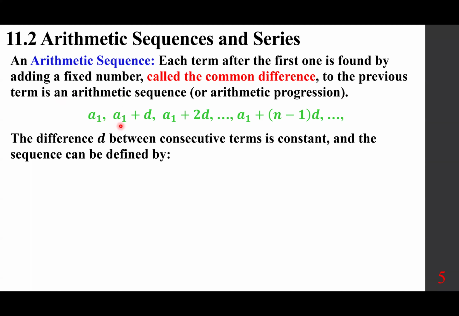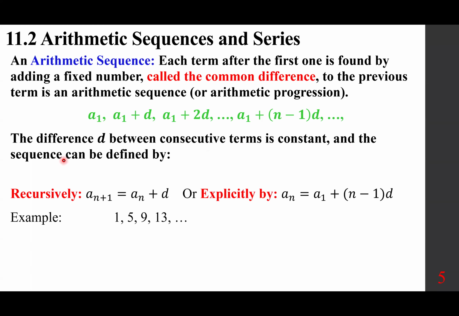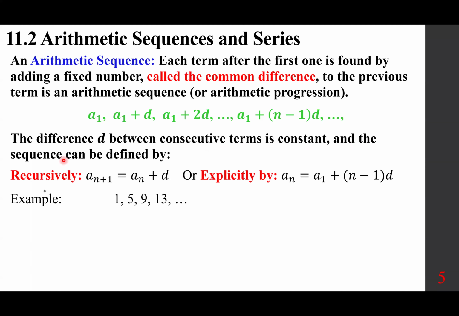a sub 1, a sub 1 plus d, a sub 1 plus 2d, and so on. The difference d between consecutive terms is constant, and the sequence can be defined by the recursive format, a sub n plus 1 is a sub n plus d, or explicitly by a sub n equals a sub 1 plus n minus 1 times d. Example, 1, 5, 9, 13.